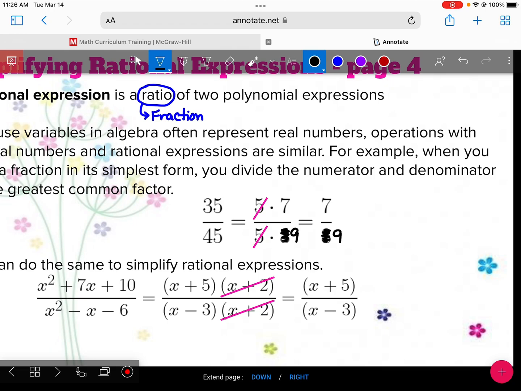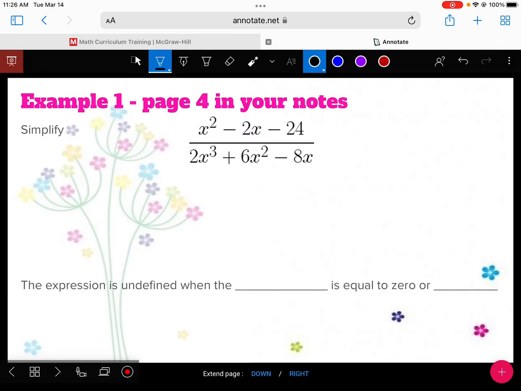Let's look at example number 1. Still on page 4. We're going to have to factor both pieces.